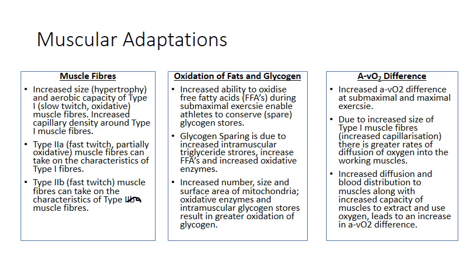Aerobic performance is all about producing ATP aerobically at a fast rate, at the fastest rate you can, to supply it to your muscles. So we actually have an increased ability to oxidize the free fatty acids during submaximal exercise, which enables us to conserve our glycogen stores. So that's what we call glycogen sparing.